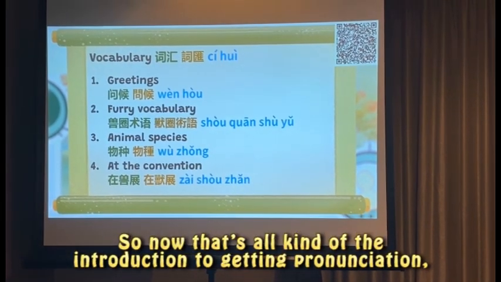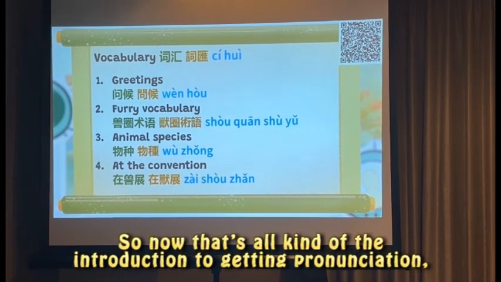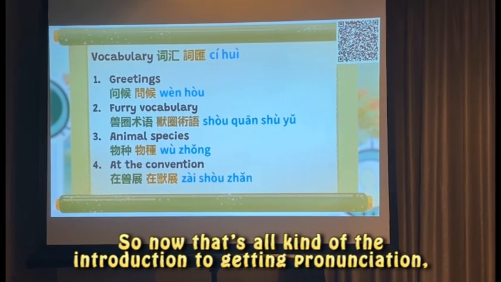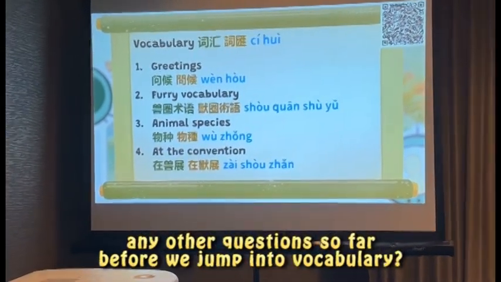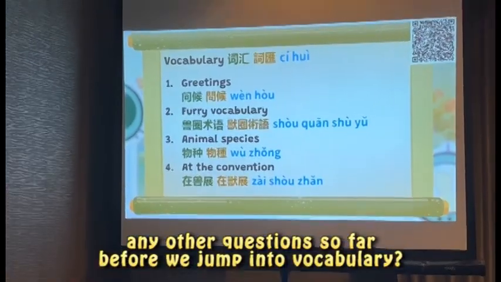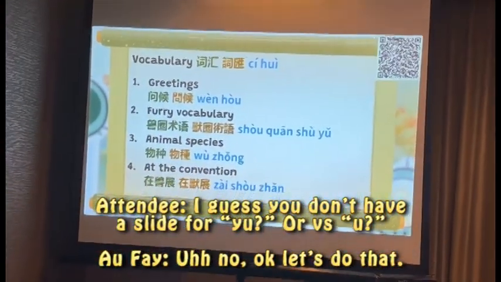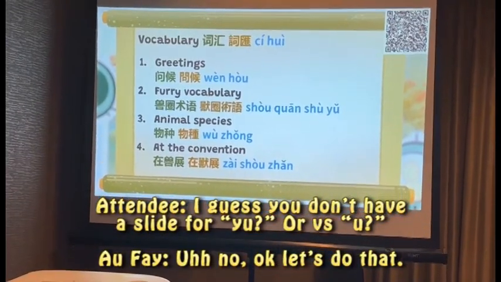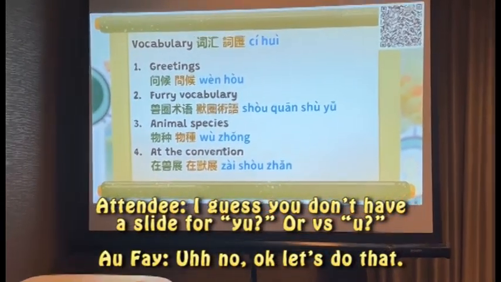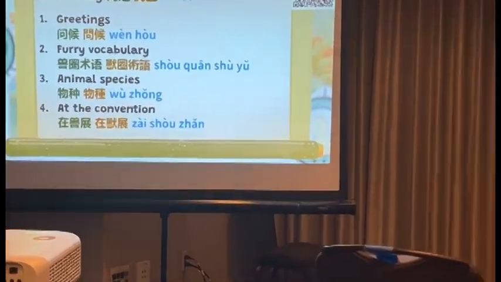So now that's all kind of the introduction to Pinyin pronunciation. Any other questions so far before we jump into vocabulary? I guess you don't have a slide for yu versus u. No. Okay, let's do that. It's in the second phrase here.